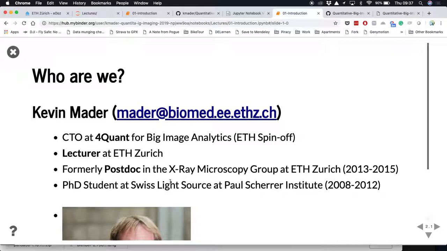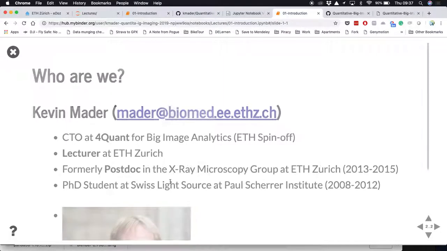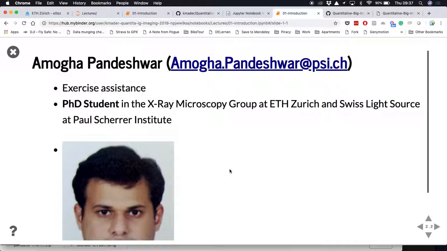And then formerly a PhD student at the Swiss Light Source at Paul Scherrer Institute. The TA for the class, who will come for the exercises, is Amoga. He's also from this group and is working on experiments in similar fields and is quite experienced with both Python and KNIME, so should be able to answer most of your questions, and works in this building 2 or 3 days a week. So if you have questions, finding time to meet up with him shouldn't be a problem.